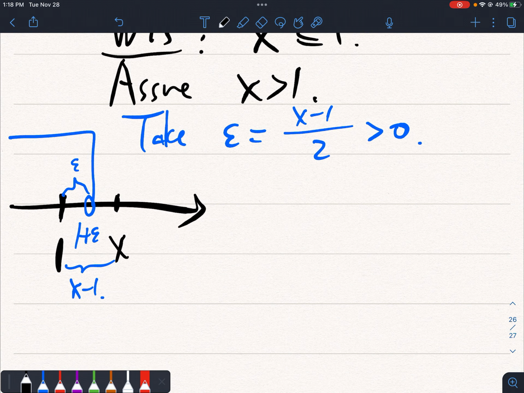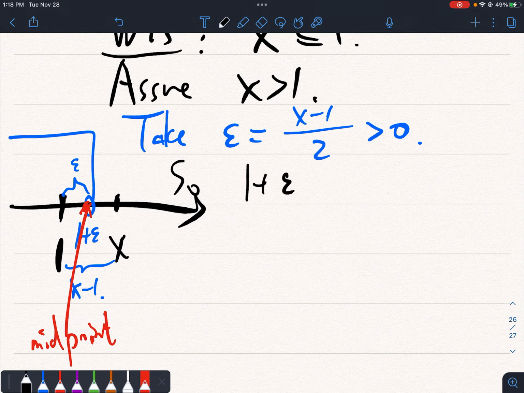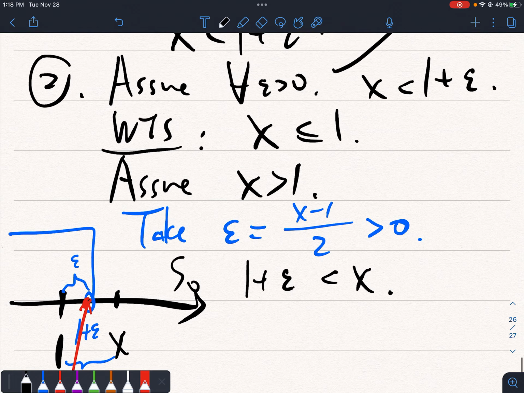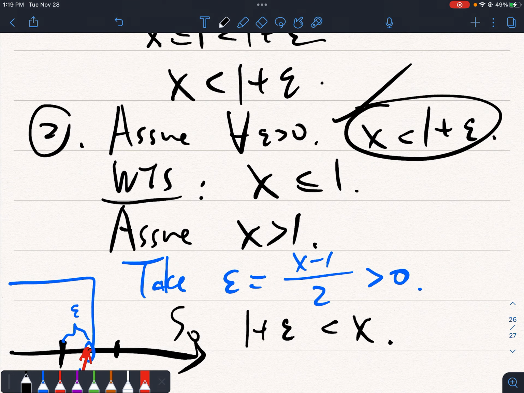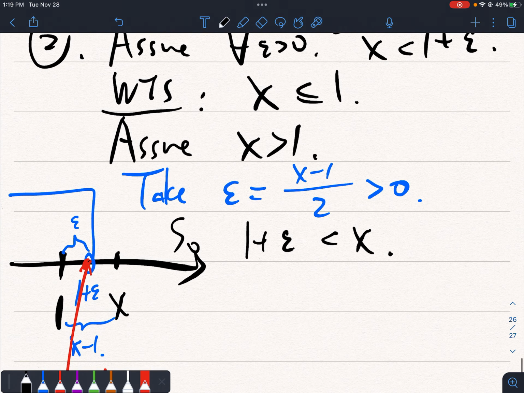And then by this construction, you can see 1 plus epsilon is the midpoint of 1 and x. So it must be less than x, right? So 1 plus epsilon must be less than x. But also, by this assumption, for all epsilon, x must be less than 1 plus epsilon.